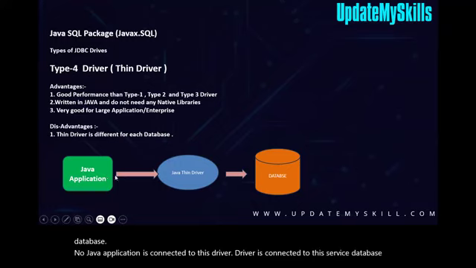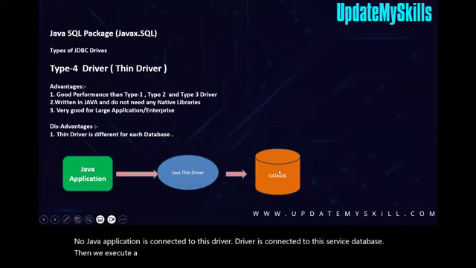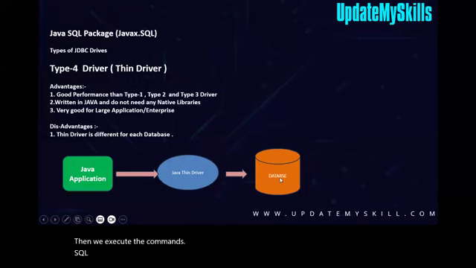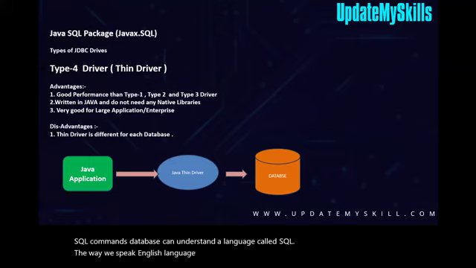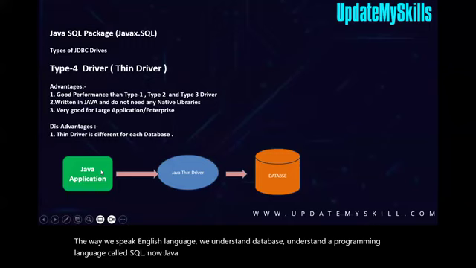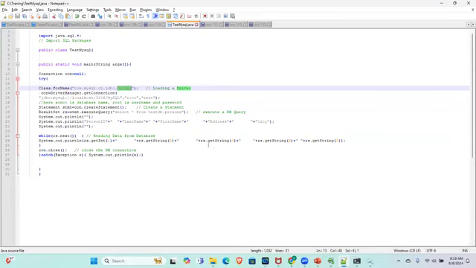Then we execute SQL commands. The database can understand a language called SQL. The way we speak English and we understand it, the database understands a programming language called SQL. Now Java needs to talk in a language which the database can understand. So that is the reason we are issuing SQL commands with the help of Java commands.